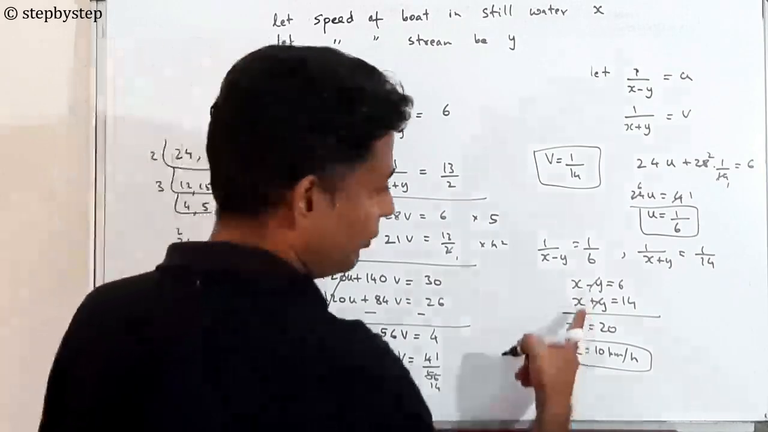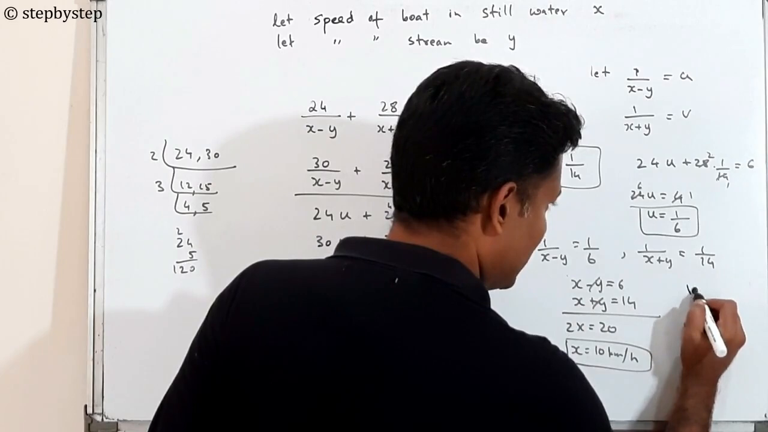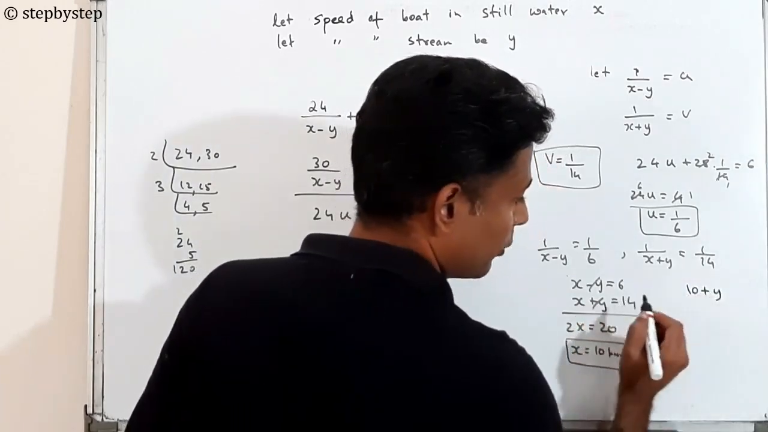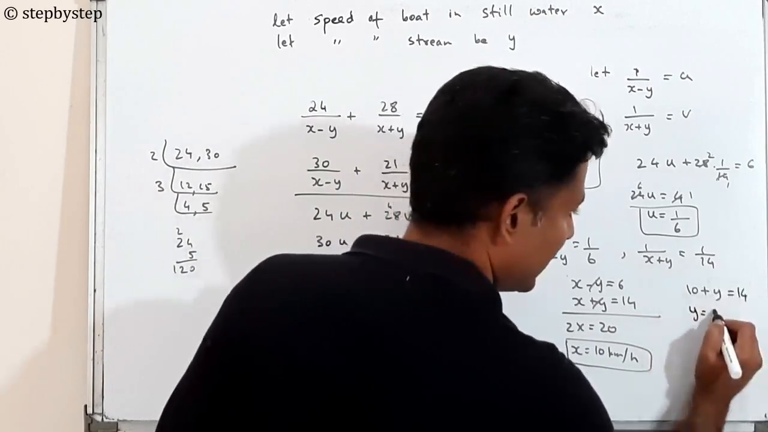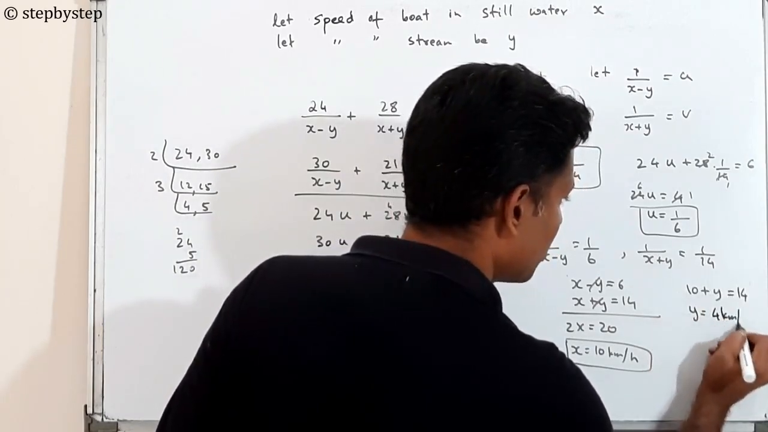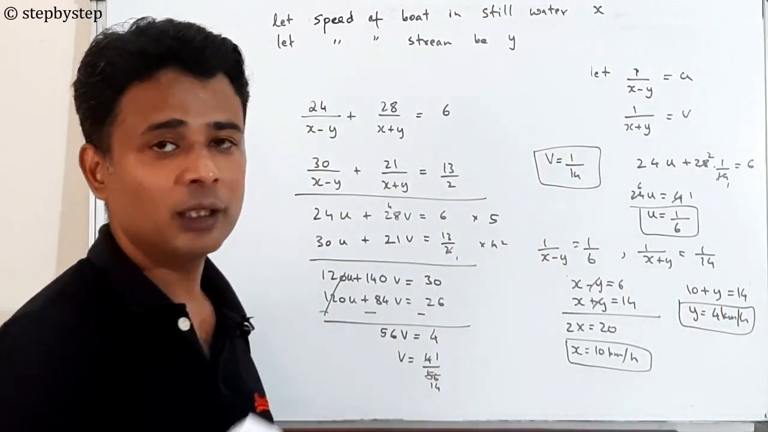Now for y, we substitute in one of these. I'll substitute in the second one. So x, that is 10, plus y, x plus y equal to 14. So 10 plus y equal to 14. So y is equal to 14 minus 10, that is 4 km per hour. So the speed of the stream is 4 km per hour.